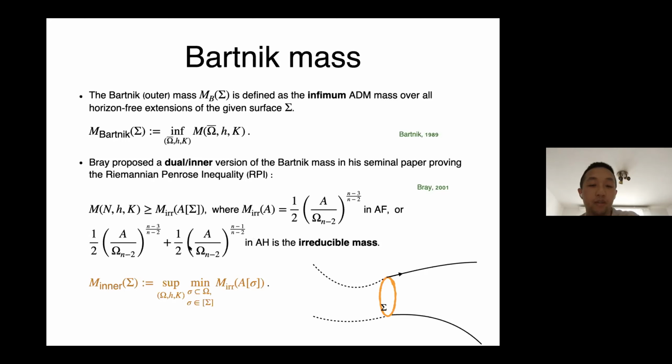Here we just consider these two simple cases where you plug in the area of the apparent horizon, and this gives you some sort of quantity that behaves like an energy. This is the quantity that lower bounds the ADM mass according to the Penrose inequality conjecture. So Bray's idea is that instead of using the ADM mass to define the quasi-local mass, let's use the irreducible mass to define the quasi-local mass. You swap the region you fixed and the region you optimized, basically looking for the largest black hole that you can put inside your surface, and its irreducible mass computes the so-called inner mass. Okay, so this is Bray's idea.